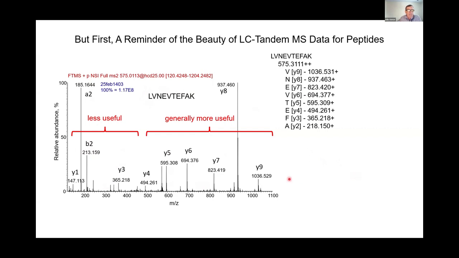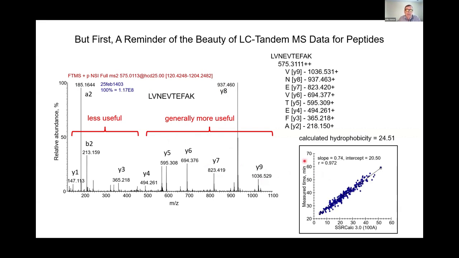But you can imagine we now set up our mass spectrometer to fragment this particular peptide, at its mass to charge ratio of 575.3, and then look for fragment ions at 1036.5, 937.5, 823.4, and add all of these together and get a signal for that.